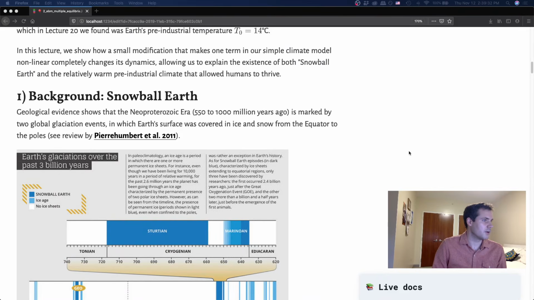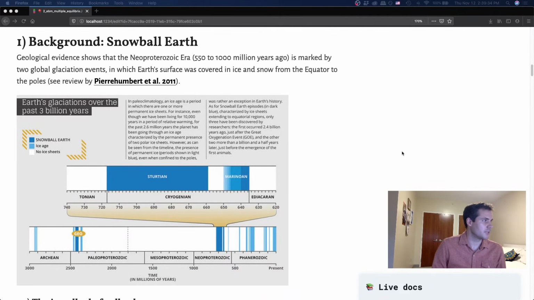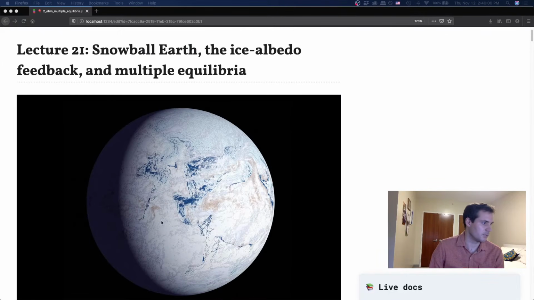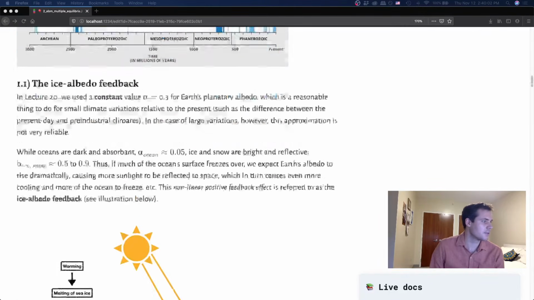Okay, so that's the review. Let's get into some of the background for today. As I said, there's this period called Snowball Earth about 700 million years ago. There were actually two of these periods. One of them lasted 40 million years or so. The other lasted just about 15 million years. These were periods where we know from geologic evidence that the entire planet, from the poles all the way to the equator, was covered in ice, like this reconstruction picture suggests.